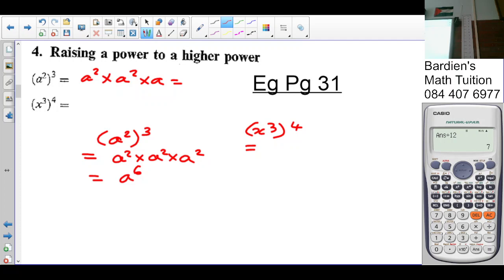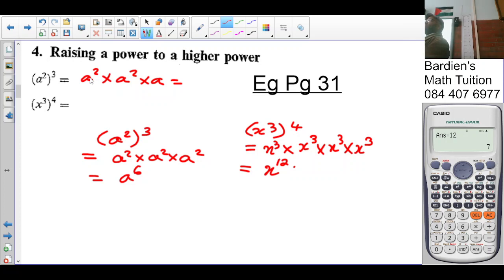Alright, so what will this one be? x to the power 3, yes? Times x to the exponent 3 times x to the exponent 3. If you're multiplying and bases are the same, what do you do with the exponent? You add it. So this will be x to the 9. Now, if we had x to the 3 raised to the exponent 100, are we going to write that 100 times out?